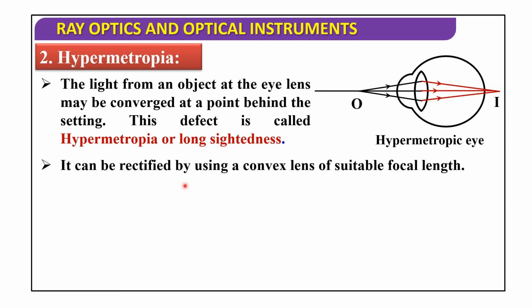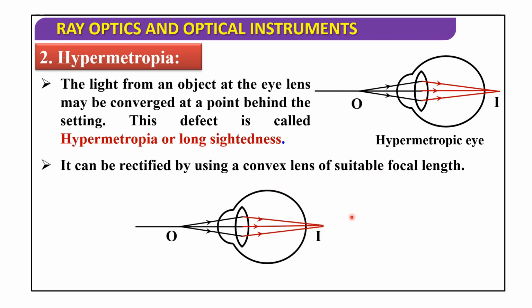It can be rectified by using convex lens of suitable focal length. So here, see here we are placing this convex lens in front of the eye. So by using this lens, the image falls on the retina. So then after correction, the image falls on the retina. Then we can see the images clearly.